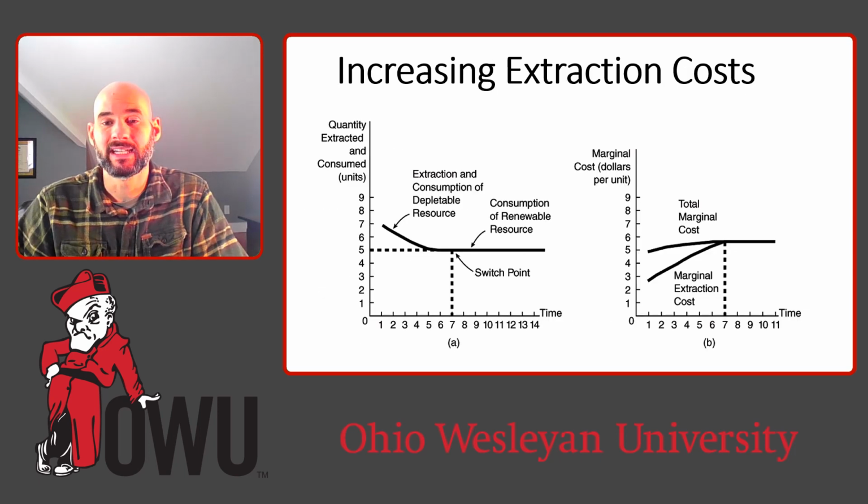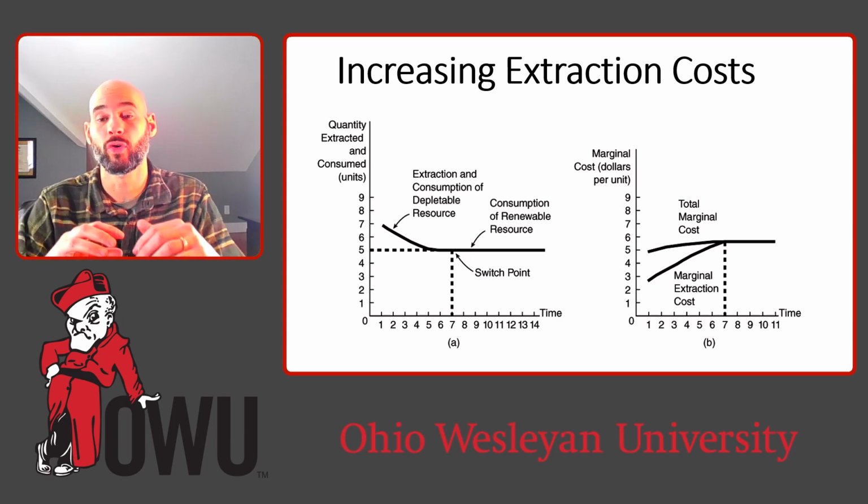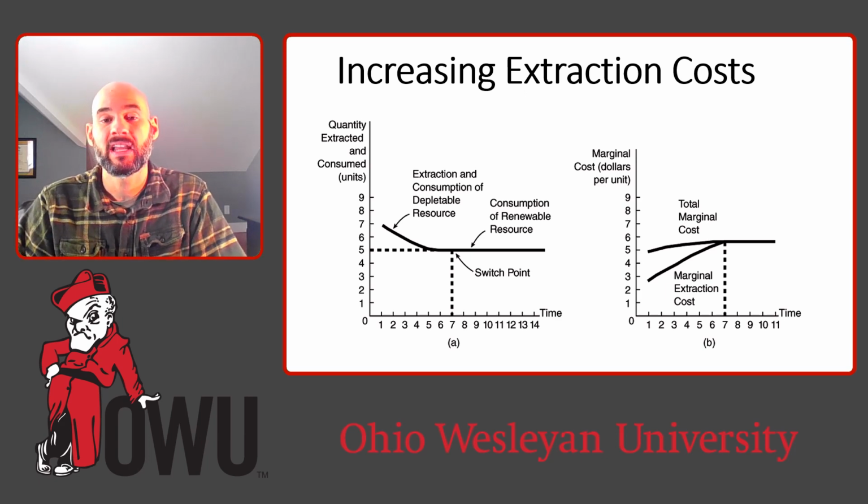And so once again, here looking at B, we can see that when the marginal extraction costs rise over time, the total marginal cost stays relatively more constant, and eventually that user cost, the difference between these two curves, goes to zero at the switch point, where the marginal extraction cost is going to equal the cost of the renewable resource substitute.